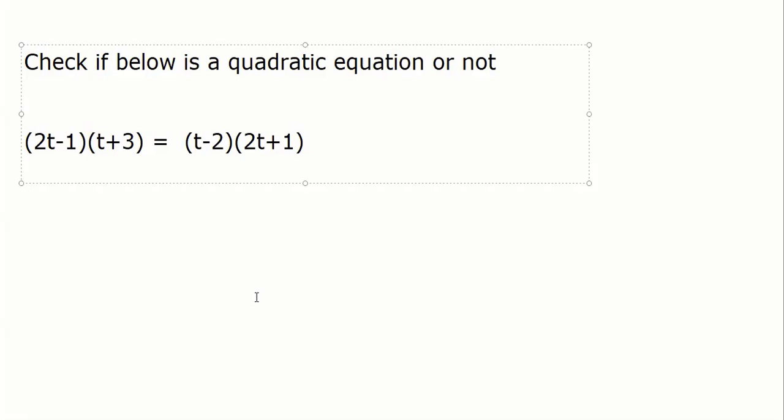2t minus 1 into t plus 3 equal to t minus 2 into 2t plus 1. Sir, it is not. Why? Because 2t square minus 2t square will become 0. So the power will not be 2. Okay. So who is it, Vallabh or Dhruv? Who's saying? Dhruv, sir. So Dhruv said it is not quadratic. What about others?